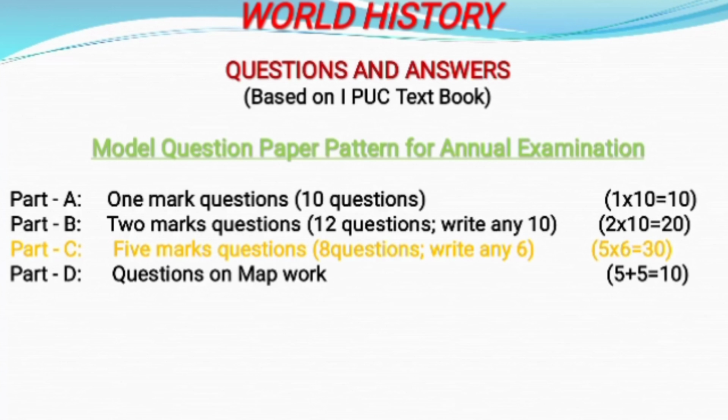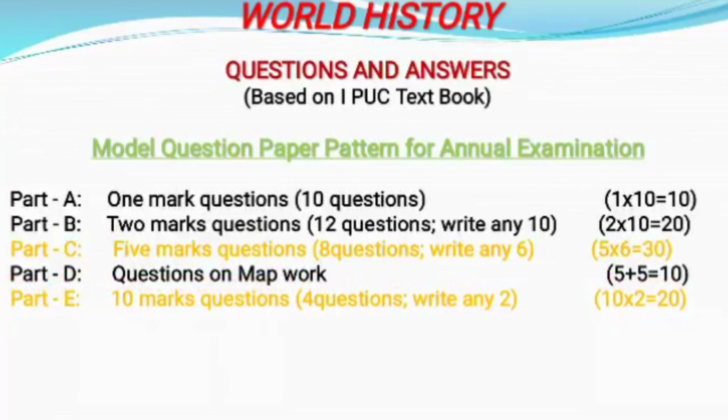Then Part D. Part D relates to questions on map work, 5 plus 5. Here they will ask 8 historical places. Write any 5. 5 marks for locating the historical places in the outline map, and 5 marks for an explanatory note on those 5 places. Minimum 2 sentences are required for map questions.